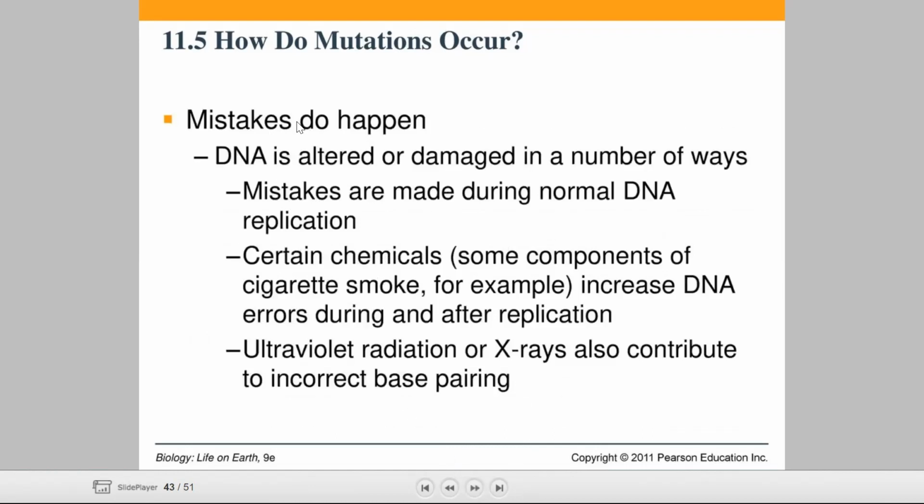Mistakes do happen. DNA is altered or damaged in a number of ways. Mistakes are made during normal DNA replication. Certain chemicals, for example some compounds from cigarette smoke, increase DNA errors during and after replication. UV radiation, that's why you should use sunblock lotion when you go to the beach, to protect you from this type of radiation that can contribute to incorrect base pairing that may result in skin cancer. Up until this point, any question?